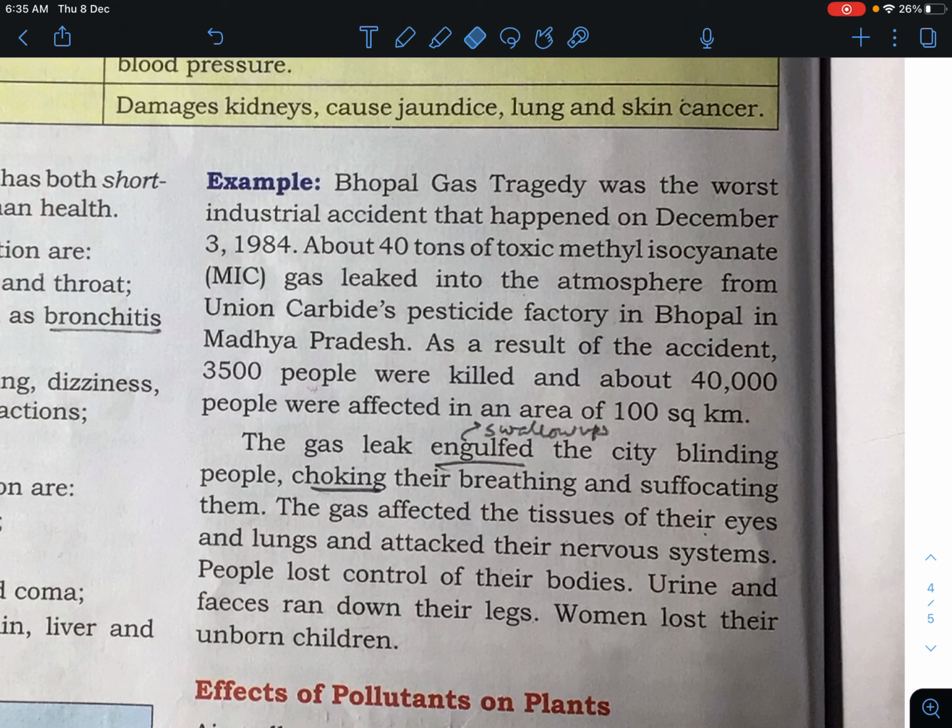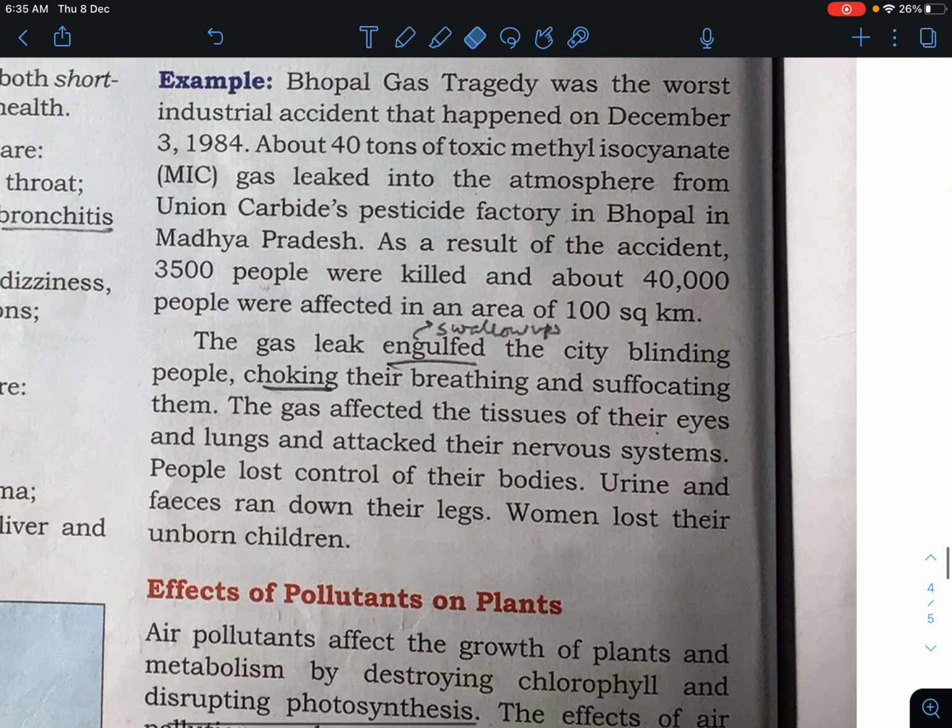As a result of the accident, 3,500 people were killed and about 40,000 people were affected in an area of about 100 square kilometers. The gas engulfed the city, blinding the people, choking their breathing and suffocating them. The gas affected the tissues of their eyes and lungs and attacked their nervous system. The people lost control of their bodies, and urine and feces ran down their legs. And people lost their unborn children also.